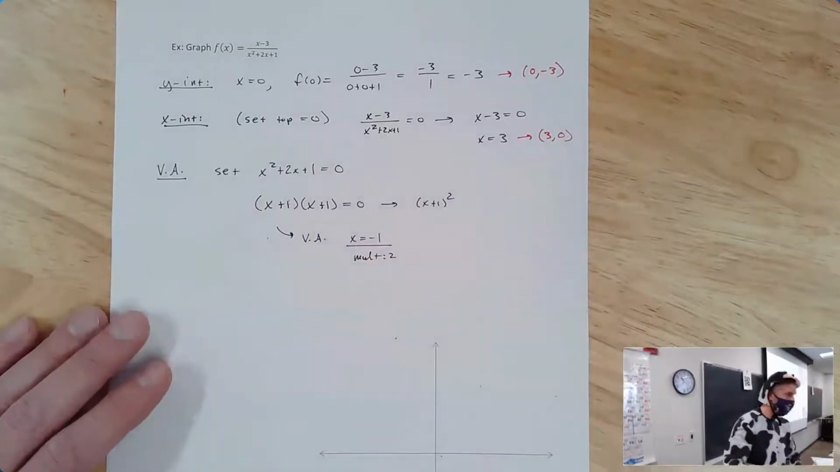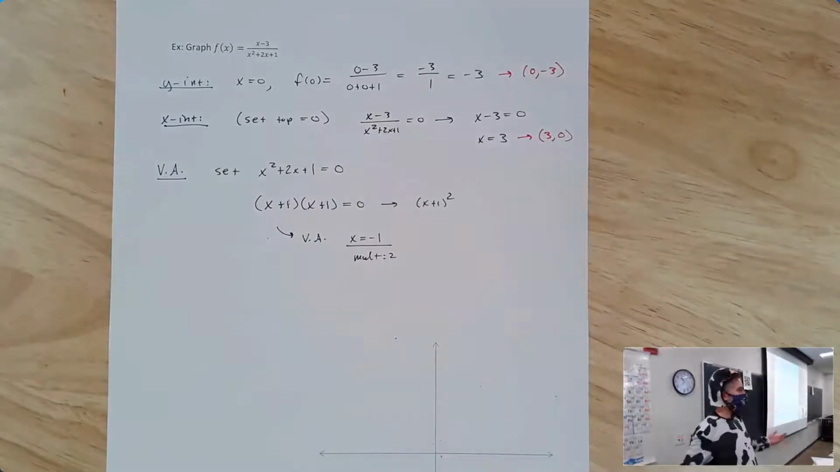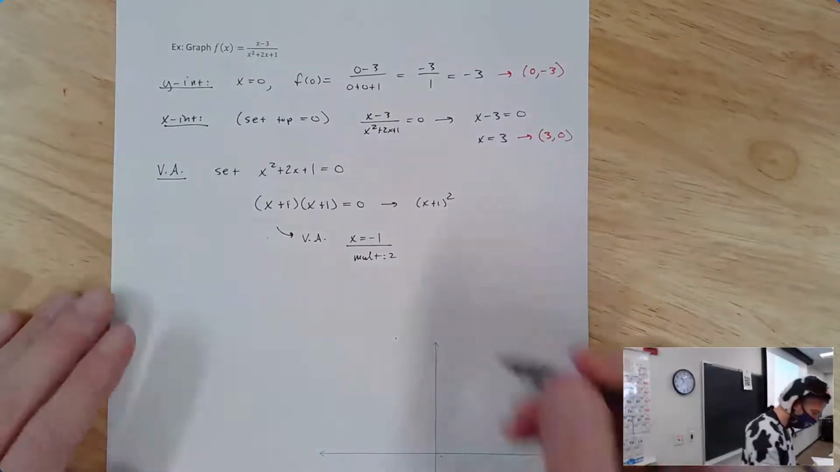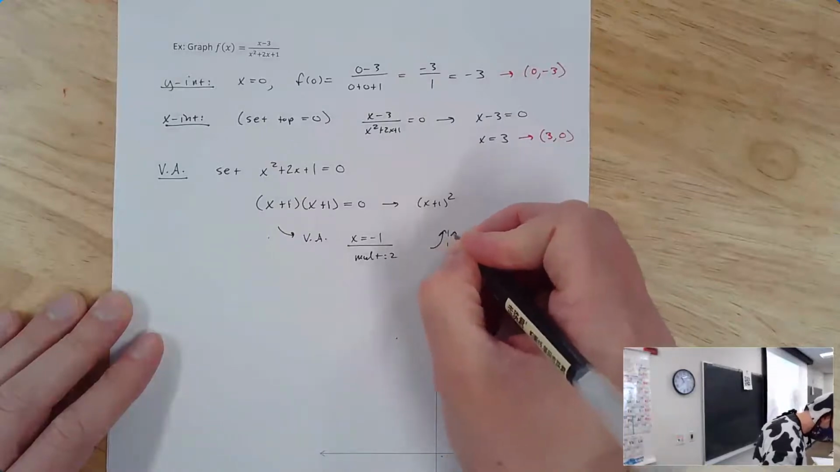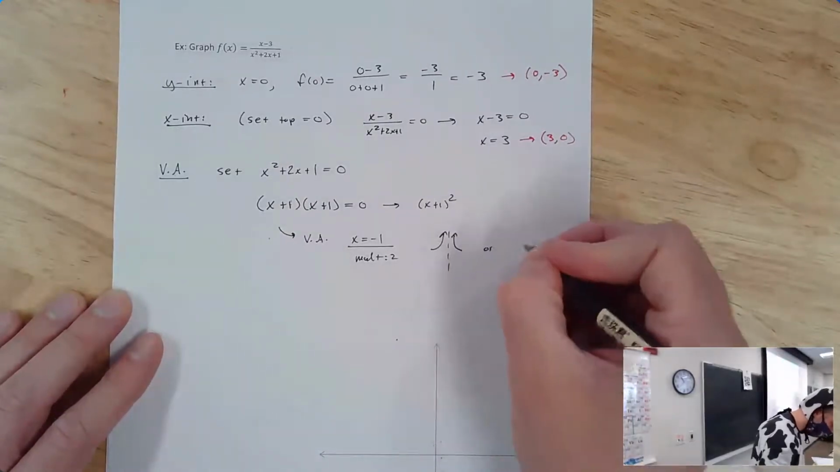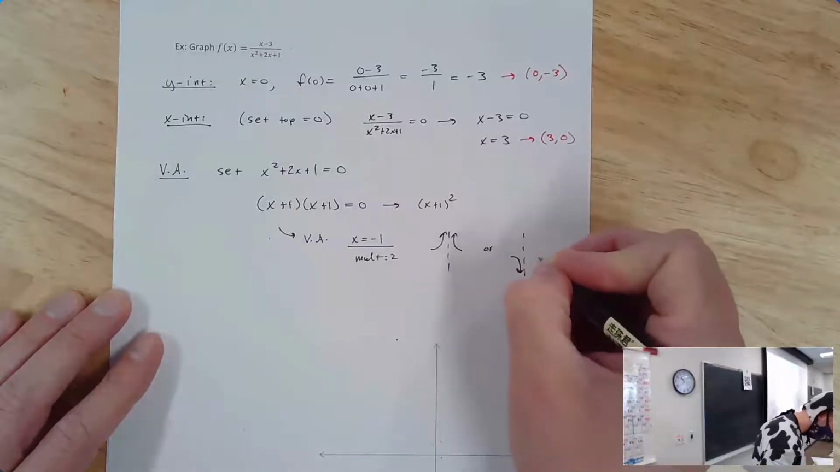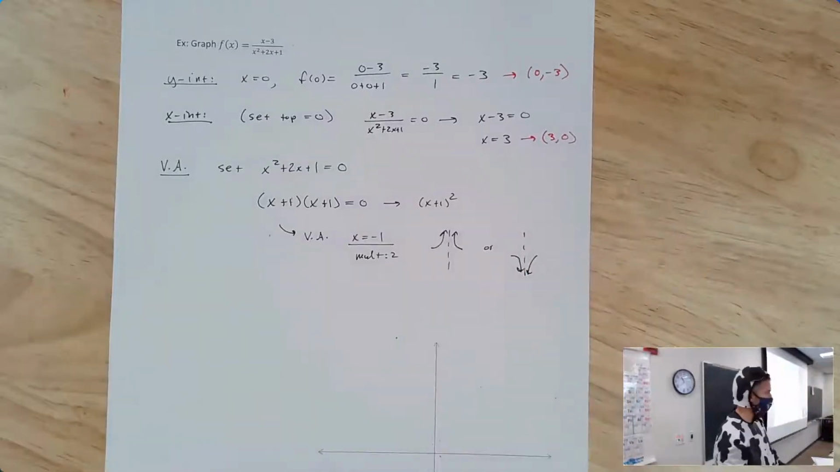Which means if the multiplicity is odd for an asymptote, things go opposite. One side's up, one side's down. If the multiplicity is even for a vertical asymptote, things are the same. Both sides are up or both sides are down. So we know what's going to happen here. It's either going to be up for a vertical asymptote, or it's going to be down. It's the same.